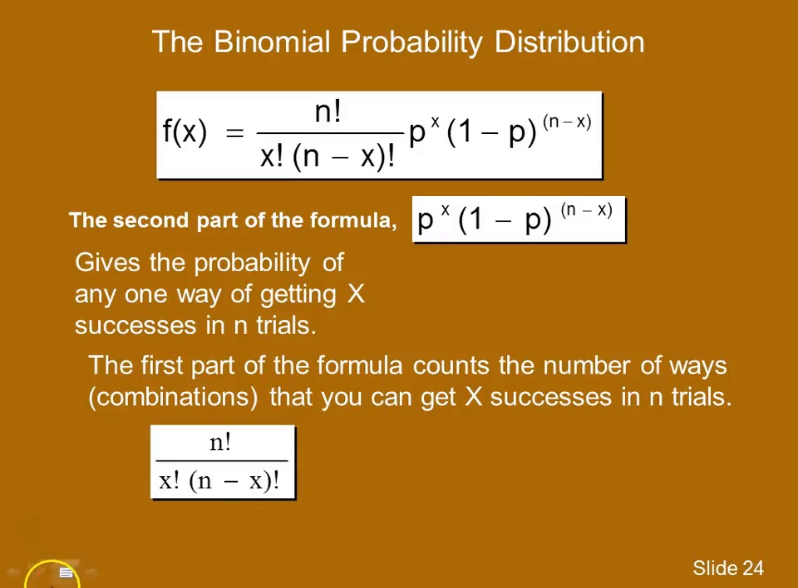Well, that's where this part of the formula comes in. This is actually a combination formula. It'll give you the number of ways that you can get x successes in the n trials.